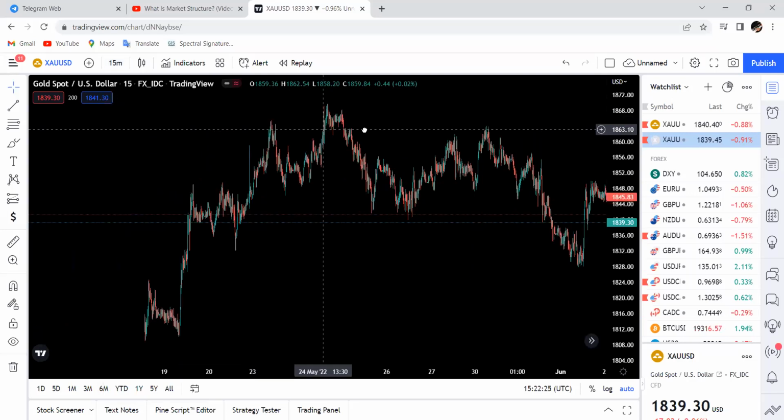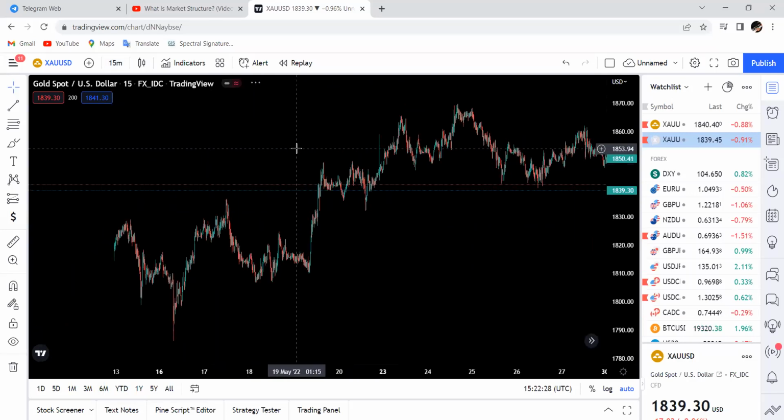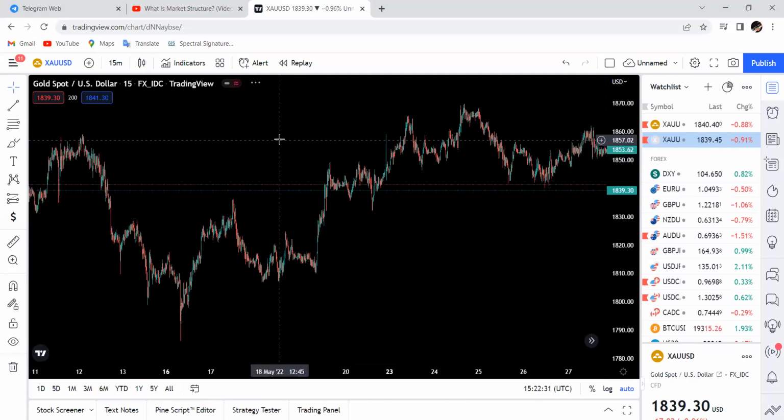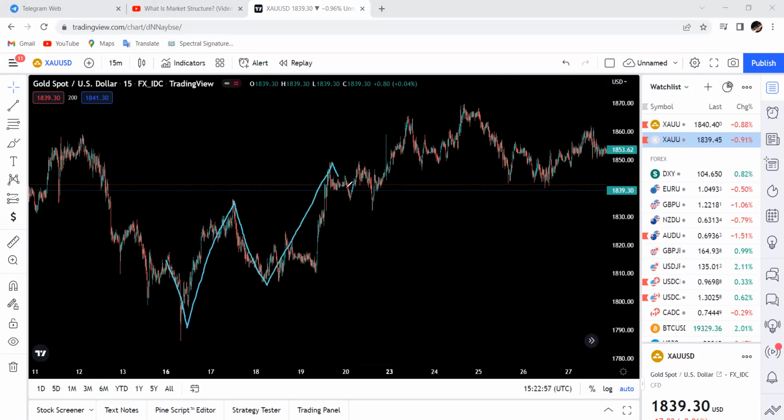Now, again, let's look at something like this. What would you call this kind of market? This is a bullish market. This is a bullish trend. Good. Now, why is it an uptrend? Let us outline the movements of this market. You can clearly see that from here, it's moving in a series of higher highs and higher lows. So this is what we can call an uptrend market.